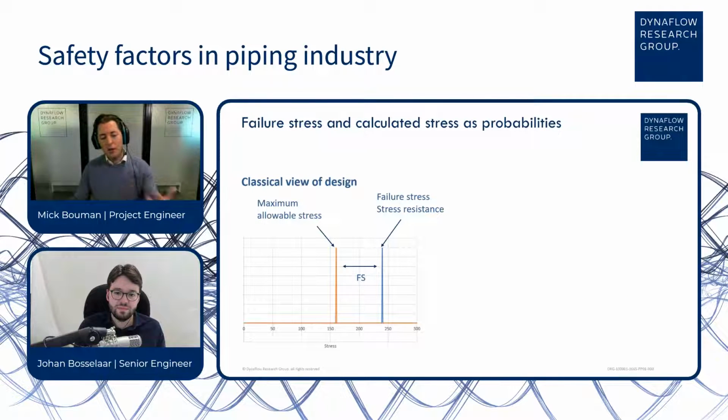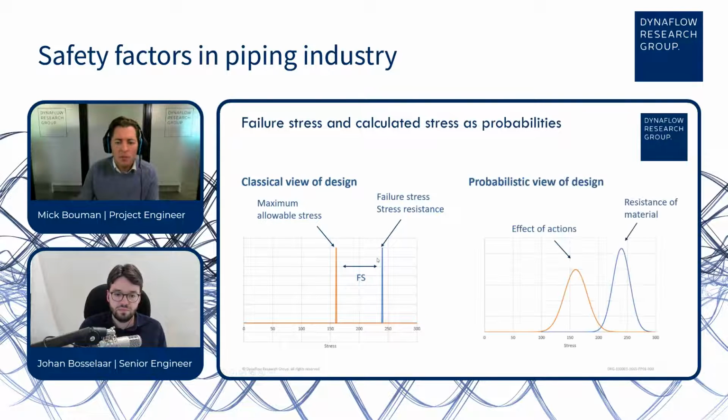Okay. So if you go back to the classical view of how you design using safety factors, then there is a failure stress, which you can also call the stress resistance or perhaps load resistance. And that's the ultimate state that it can have. In this case, it is a pipe. And then you have a safety factor. You reduce the ultimate resistance with the safety factor, and then you have your maximum allowable stress. But how big your safety factor is, that's a loose topic. What are you going to base that on?